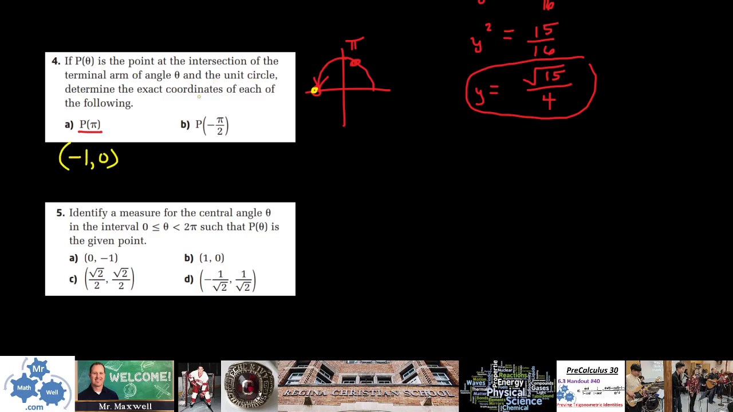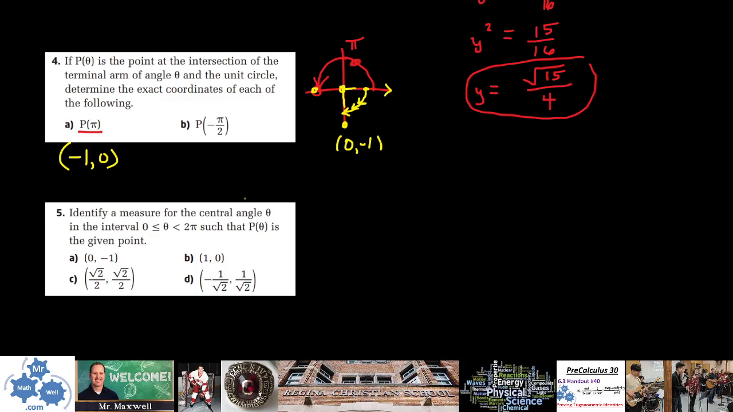Okay. Now, P of negative pi over 2, again, we always start from here, our positive x-axis, and we're going to go negative, in this direction, right? And we're going to go around until we hit pi over 2, which is the same as 90 degrees. So now we're looking for this point. And on our unit circle, we know that this point is 0, negative 1. All right, so that's kind of an introduction to number 4. Is that good? Any questions there?